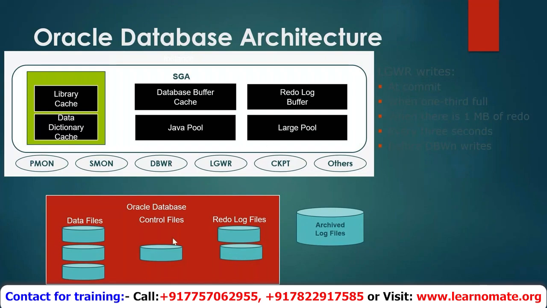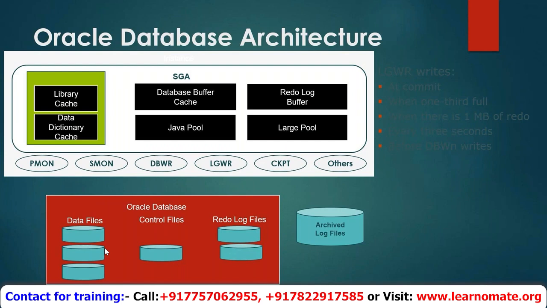Oracle database contains the actual files, like data files, which contain the actual data. Say, for example, when you do select star from employee table, you get that output. Where do you get that output from? You get that output from the data file. So data files are the files where the actual data is stored.